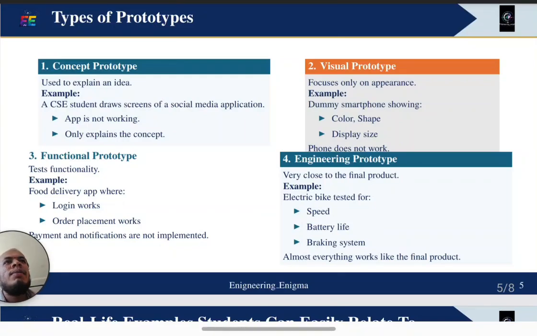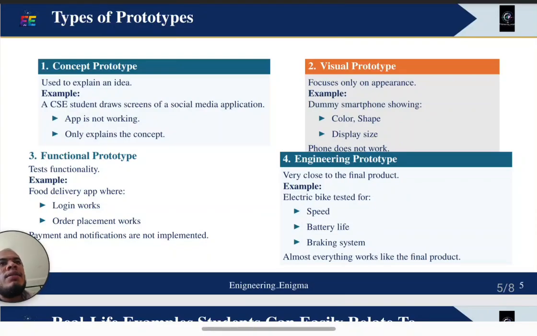And the third one is nothing but the functional prototype. Here, some features actually work. For example, if you are developing a food delivery application, the login page works, the menu works, the order button works, but the payment is not implemented, notifications are not implemented. Some features work, some do not work. So this type of prototype is called functional. Its purpose is testing the functionality.